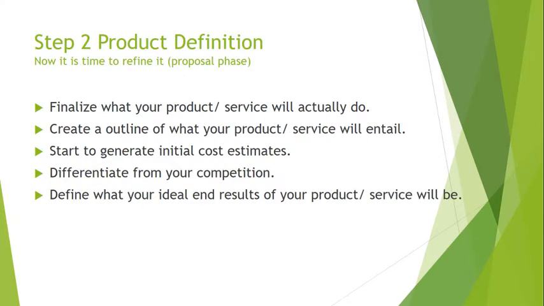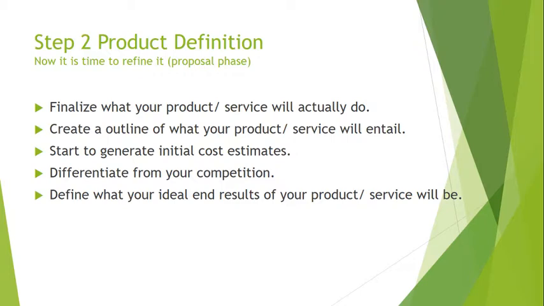The next, we're going to go over the product definition portion. This is when you start, after you come up with your idea generation. You're going to start conceptualizing it into an actual presentable document. This is when you're going to finalize what your product or service will actually do. Essentially, what's the end goal of whatever you're producing. You're going to create an outline of what the product or service will entail, as far as what is all going to go into it, what the functionality is, and what it's going to address.